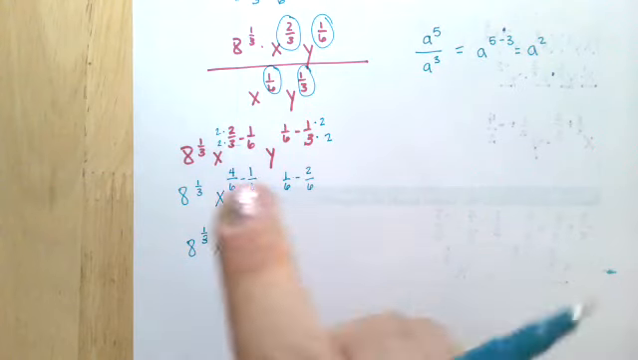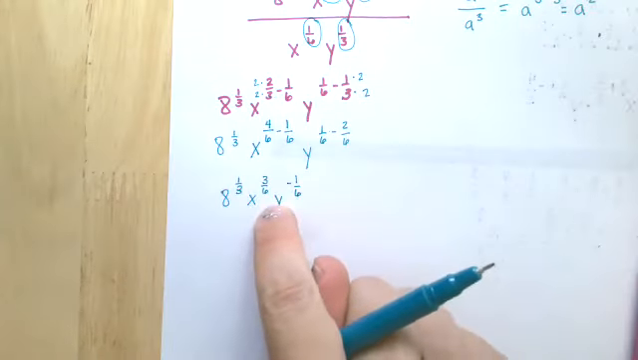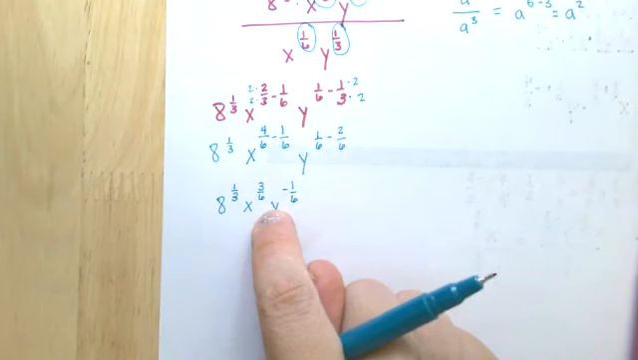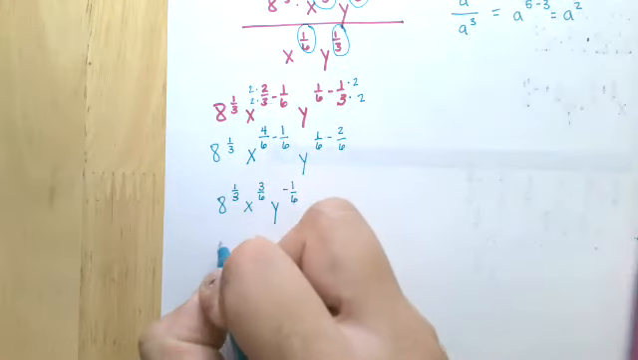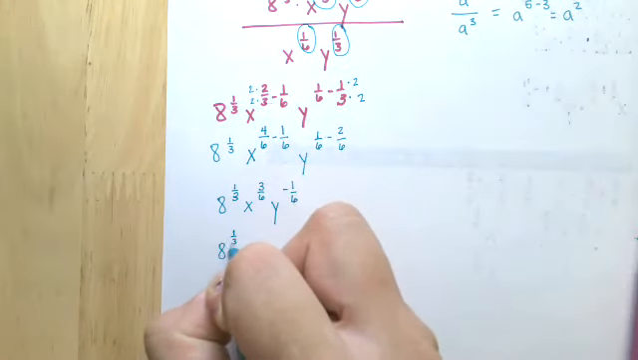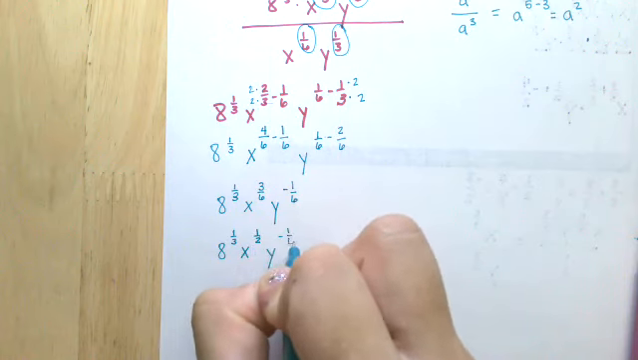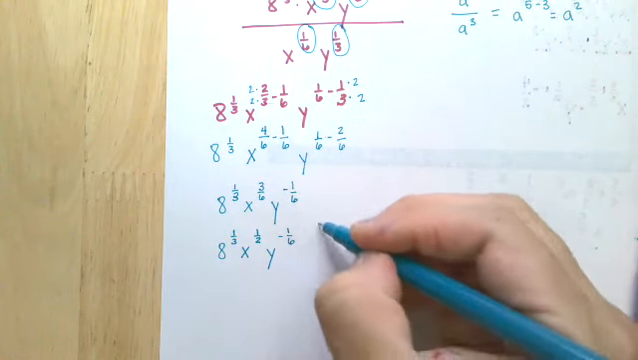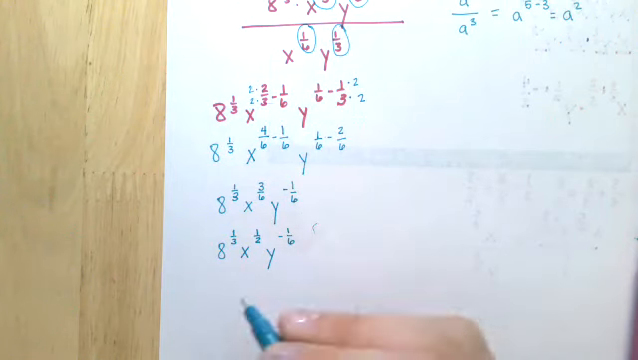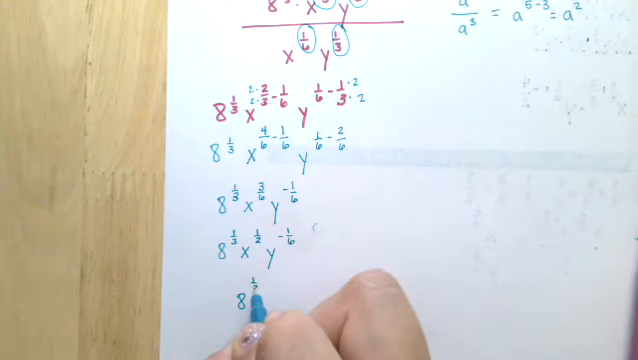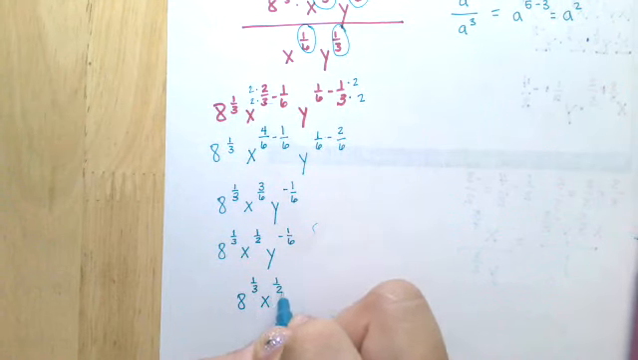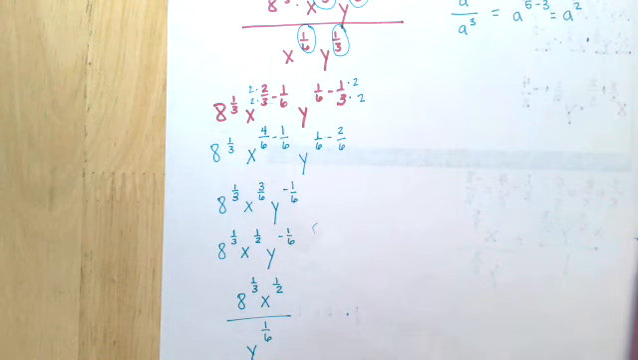Right? How can I simplify 3 divided by 6? You divide them both by 3, you get 1/2, right? 8 to the 1/3, x to the 1/2, y to the negative 1/6. One more thing to do, move the y to the bottom so that it's positive. 8 to the 1/3, x to the 1/2, over y to the 1/6. And you're done.